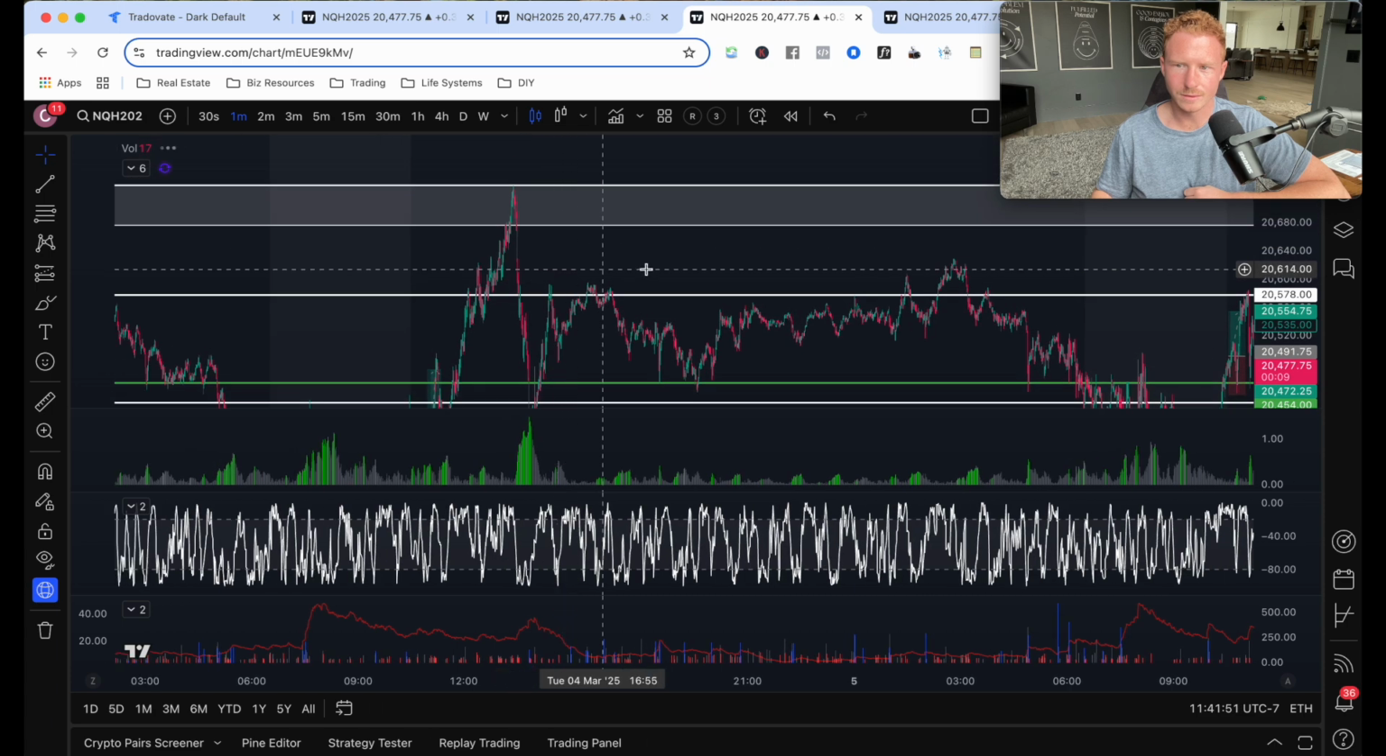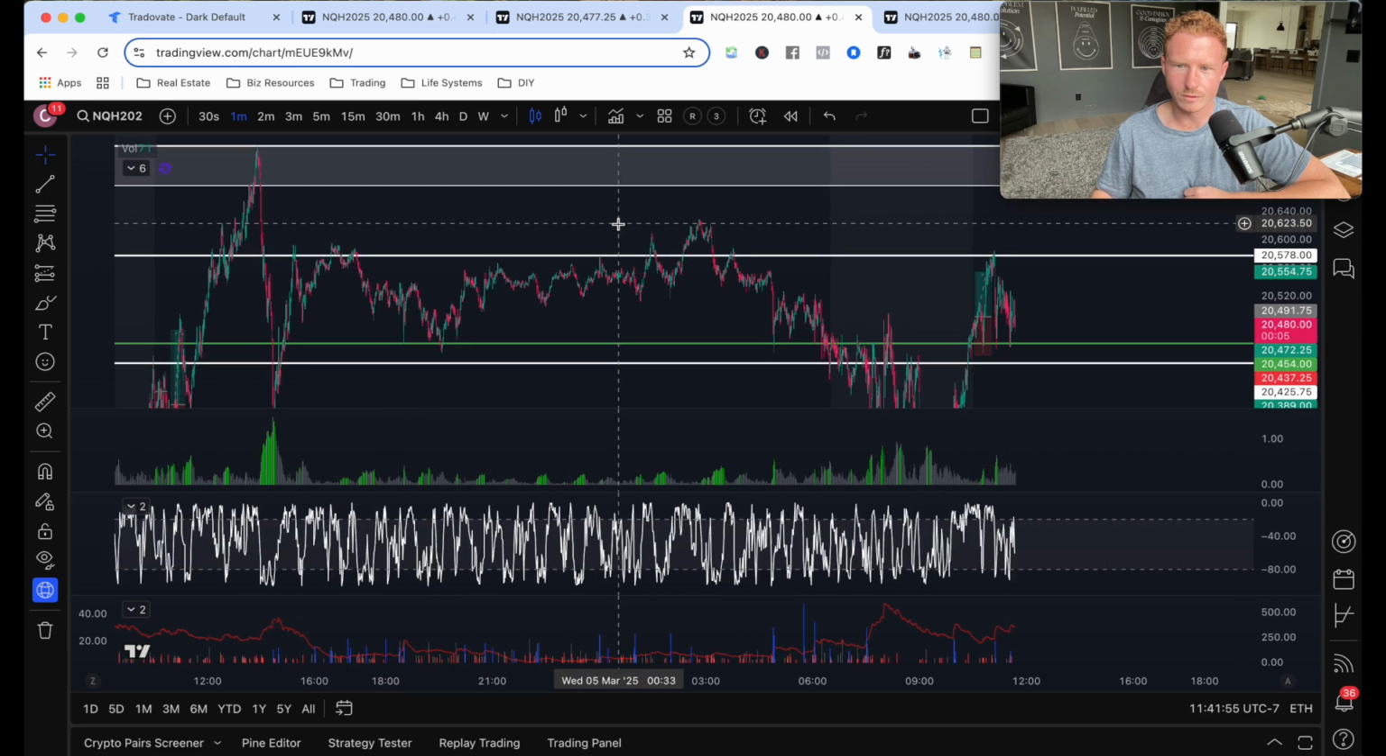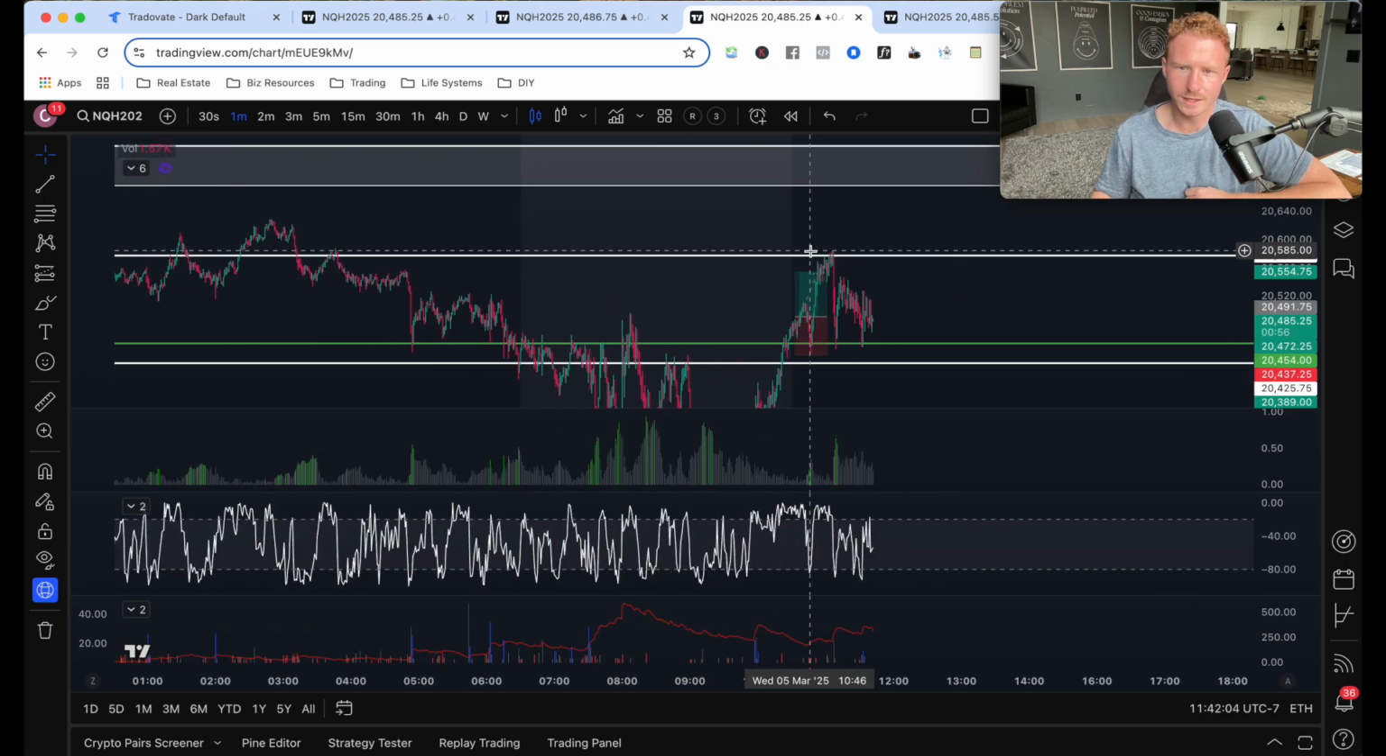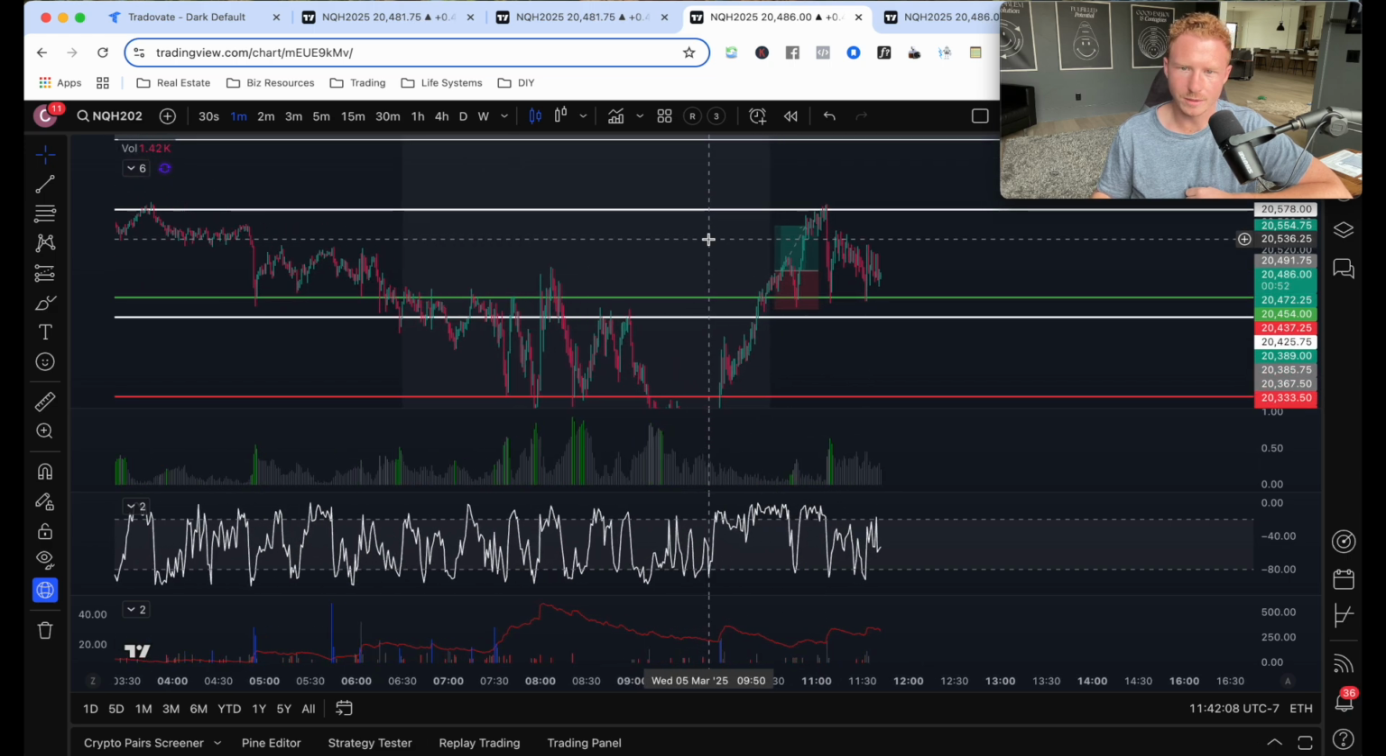Now we still have another target in play for the day, which is yesterday's highs. Okay, this is the next potential target. Honestly, I'd rather see price above this area before I take it to yesterday's highs. As you can see, now we're just chopping around.